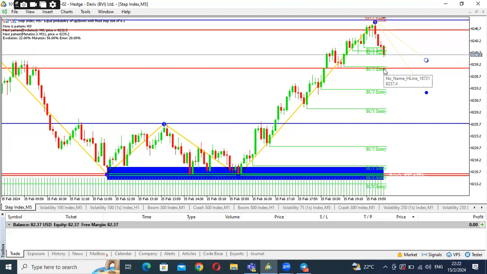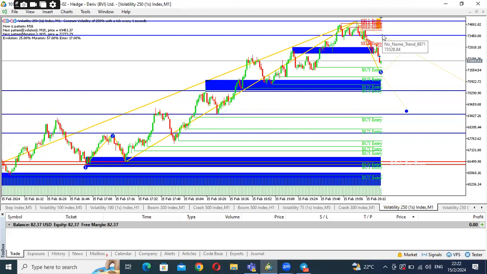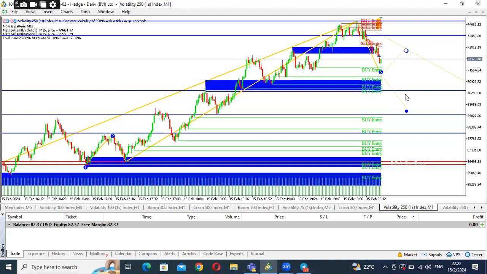But according to me, I noticed that step index moves well, but V250 is very volatile to the extent that if it reaches that red line, it can retrace back to your entry point. So the best way is for you to be very careful. If you enter V250, another easy way you can do, let's say you're now in profit of 10 bucks, you can put a stop loss whereby your stop loss will be $5. So once it goes back to $5 profit, you have to take your money. That is the easiest way again.